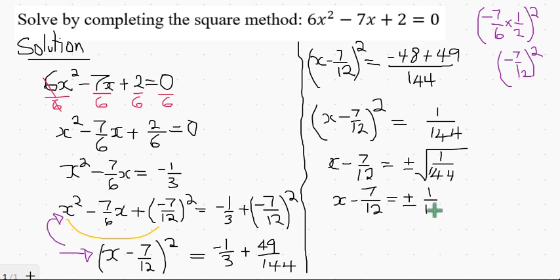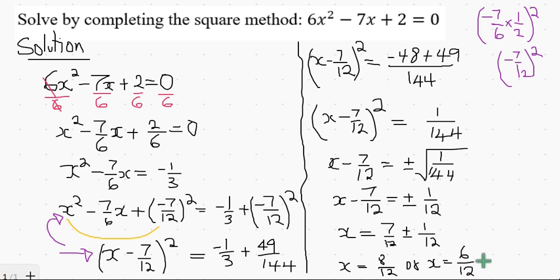Of course, when you take the square root of 1, the answer is 1, and the square root of 144 is 12. So next step, we'll move over negative 7 by 12 to the right hand side. It becomes 7 by 12 plus or minus 1 by 12. So this is now going to be x equal to 7 plus 1, that is 8 by 12, or x equal to 7 minus 1 by 12, that is 6 by 12. I hope I'm not confusing you at this point.